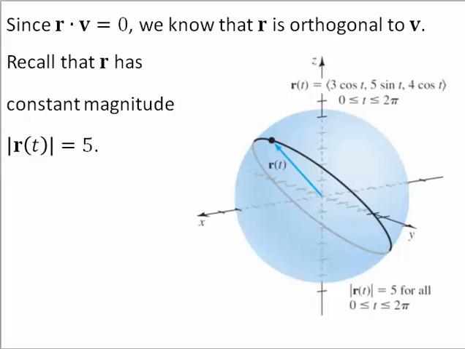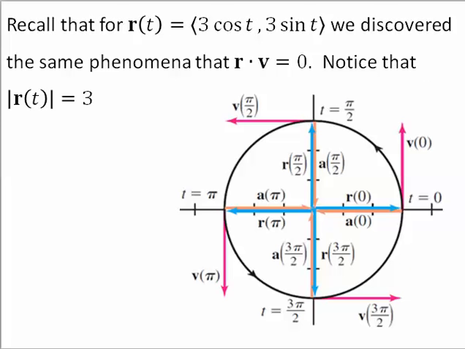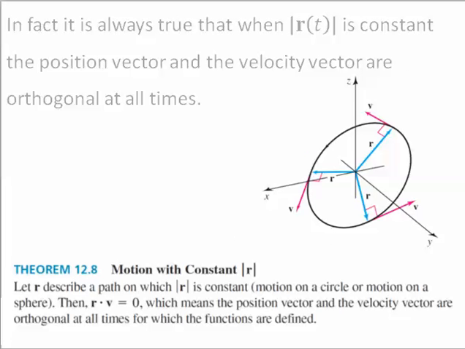Now recall that we said that r has a constant magnitude of 5. We saw that scenario in part 1. And in fact, it is always true that when the magnitude of the position function is constant, the position vector and the velocity vector are orthogonal at all times.